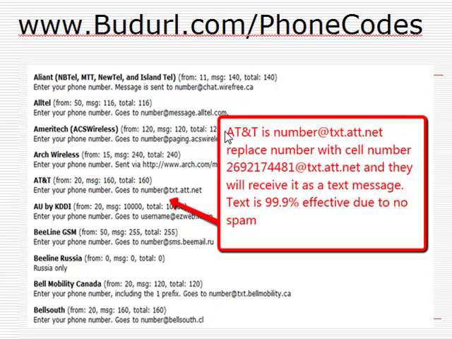Okay, so for example, AT&T, I have AT&T. So if I put my phone number right here, like this, 269-217-4481 at txt.att.net, if I send an email to this right here, this email, it's going to show up on my phone as a text. Now here's the cool part. When they respond to that text, it comes back to you as an email.